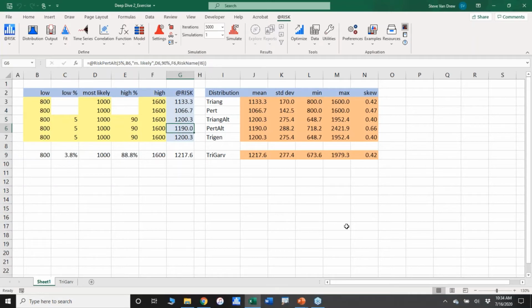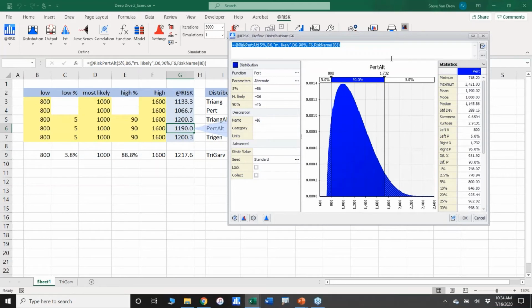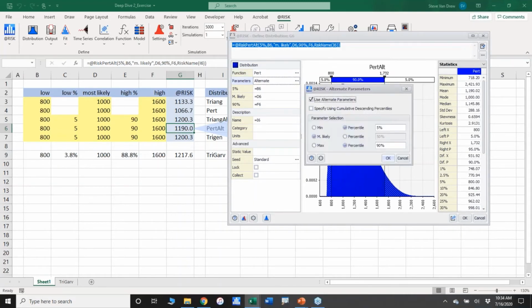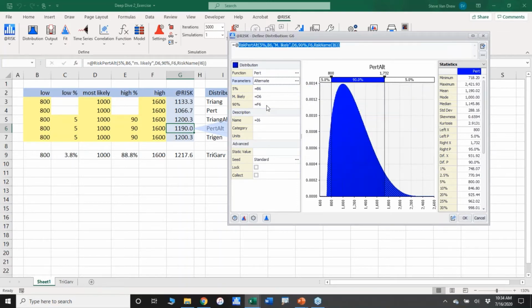For the Pert alt, same kind of arrangement. I would have gone in, defined the distribution here, and you see it labeled as Pert alt. You see it is also set up to ask for 5 and 90 because I told it that's what I planned on giving it with these alternate parameters. Right there, 5 and 90 again, most likely is not pinned down to a set cumulative probability. I've given it the cell addresses for what I wanted to be treated at the 5 and the 90 as well as the most likely. And I've used a cell address for the name. That's why it says Pert alt above the graph.